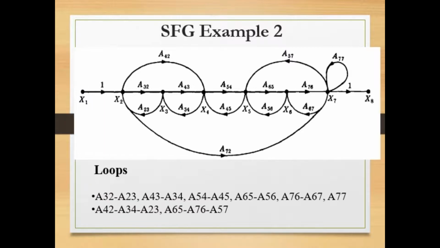Next, coming to identifying the loops. We have many loops in this particular example. Say the first loop gain is A32 into A23. Likewise, the gain of the second loop is A43 into A34. Next is A54 into A45, A65 into A56, A76 into A67. We have a self loop with the gain A77.